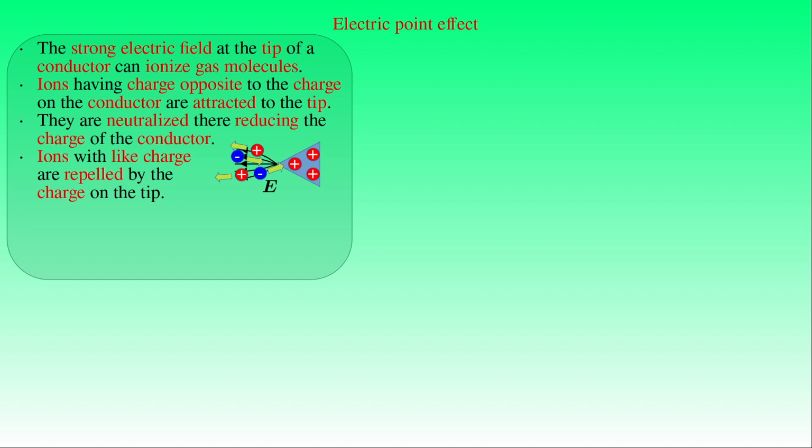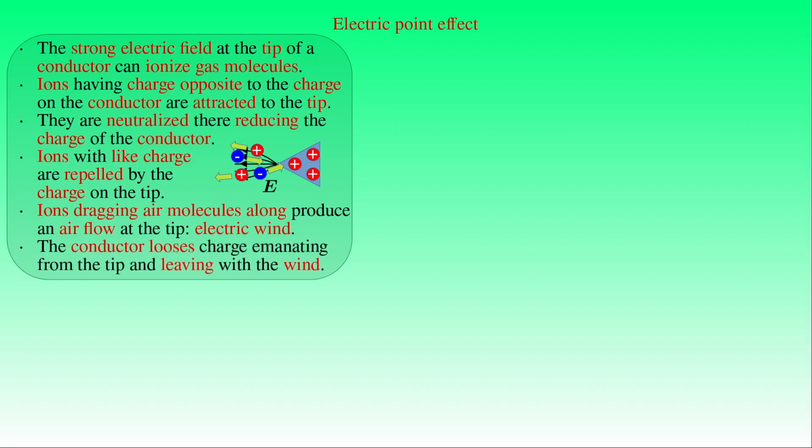These ions drag the neutral gas molecules along and together produce a detectable motion, that is an air flow around the tip of the charged conductor, known as electric wind. As a result, the conductor loses charge since charges emanate from the tip and exit with the electric wind. This phenomenon is called electric point effect. In order to demonstrate the electric point effect, we present the following experiments.